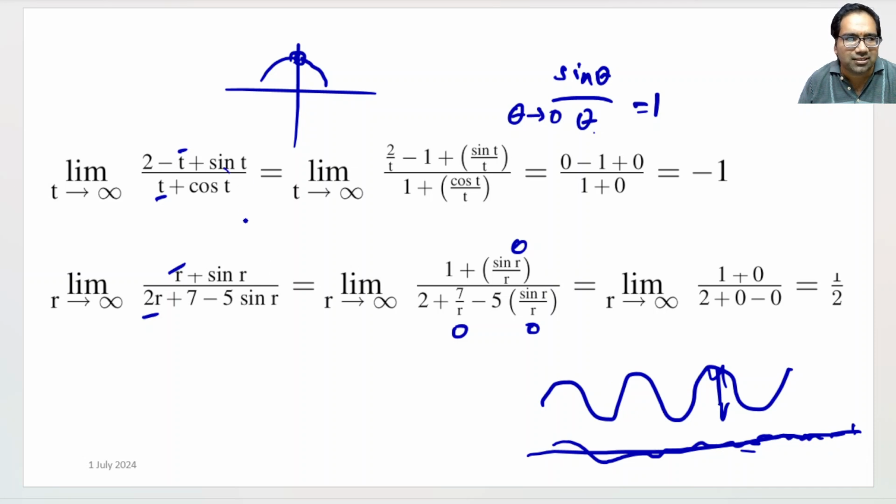Similarly, cos theta by theta also. Please note the difference. When theta tends to infinity, sin theta by theta or cos theta by theta, both of them approach 0. Right, guys? Thank you.